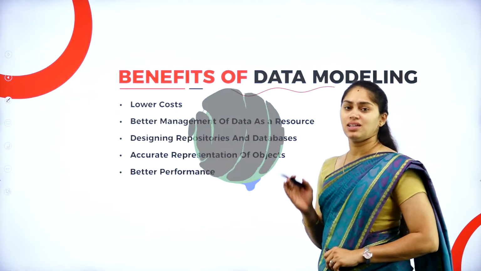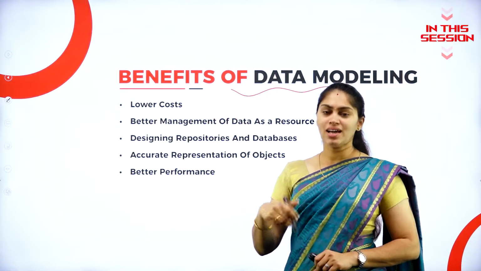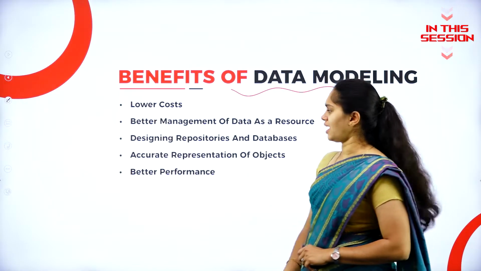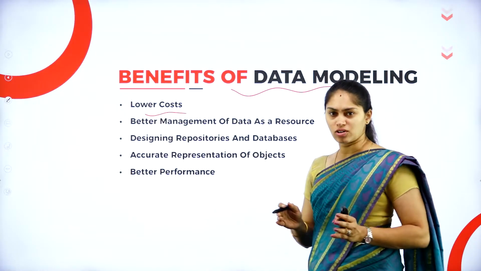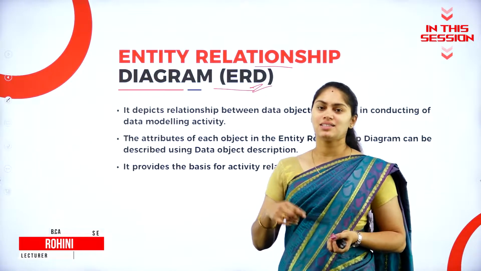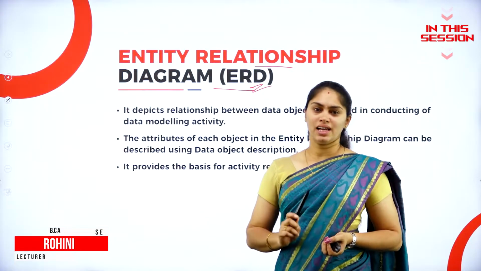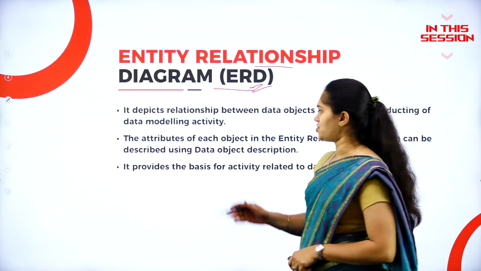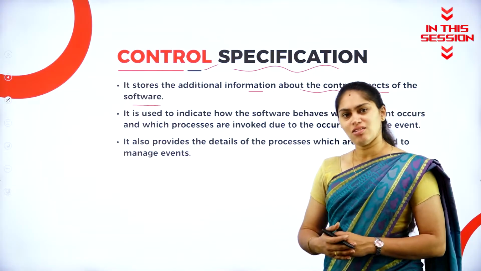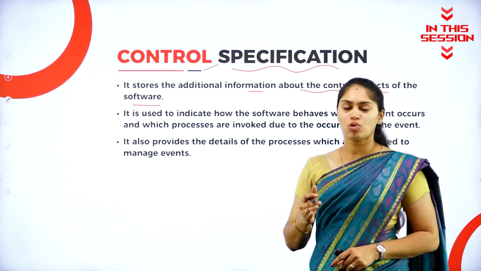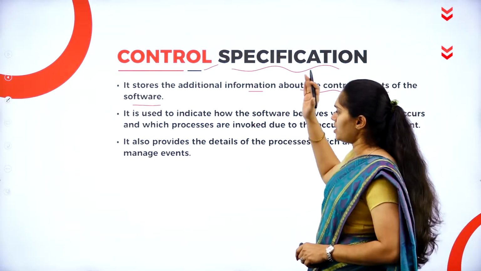So when we are representing the software system and its data elements in terms of a simplified diagram, what are the advantages we can get? Mainly it is of lower cost. When we are representing an entity and how one entity is related to another entity with the help of a diagram, then we can see that as an ERD, or entity relationship diagram. What are the additional features apart from the standard features? Everything is going to be stored and described in this control specification.